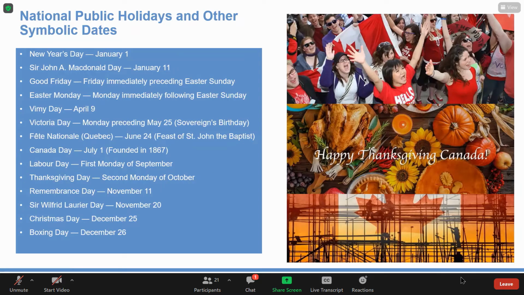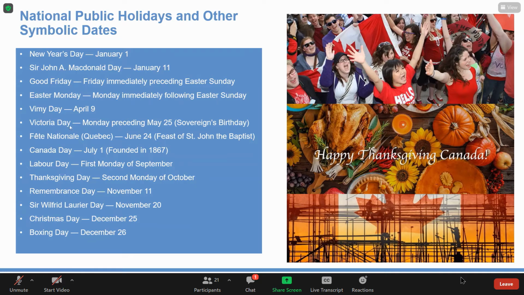And then you have public holidays. These are the public holidays of Canada, which are symbolic dates. Some of them are international, like New Year's Day, Christmas Day, but some of them are purely Canadian, like John A. Macdonald Day, which I'm not sure who celebrates that. It's a different province, not in BC. For example, we have Vimy Day, which is celebrated in Quebec, and that's April 9th. That's World War I, the battle that the Canadians won in France, the Vimy Ridge battle.